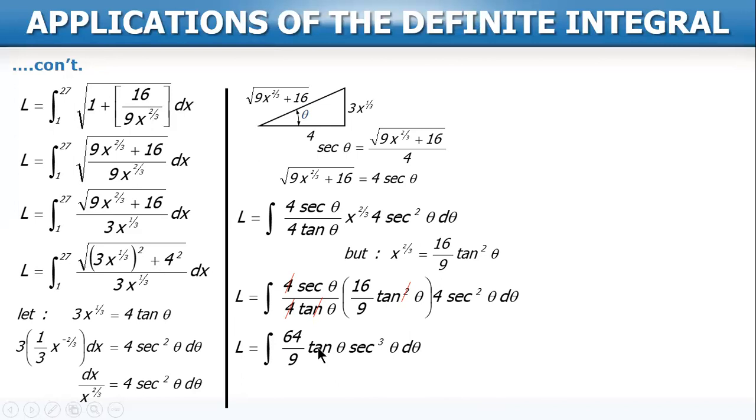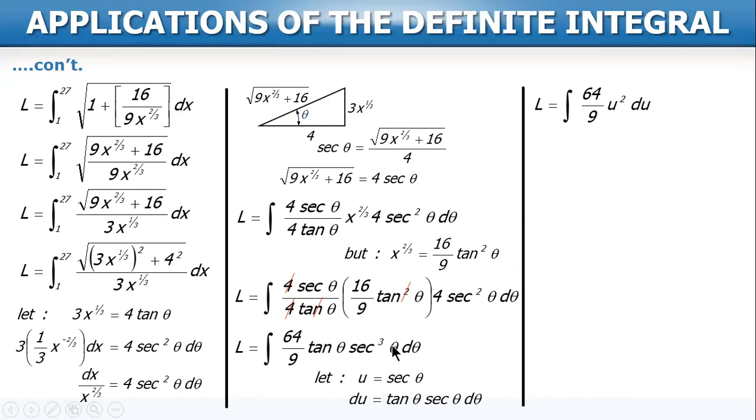So use the technique of integration for powers of secant, cotangent, secant, cosecant, tangent, cotangent. The technique here is we extract tangent and secant to be part of our du. So our u will be secant theta. The du is tangent theta, secant theta, d theta. So tangent theta, secant theta, d theta will be du. So what's left is secant squared. So that will be u squared. This one.